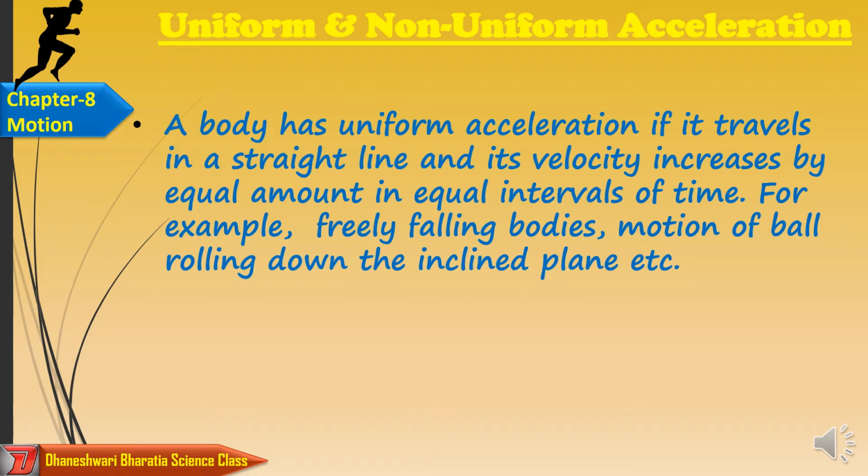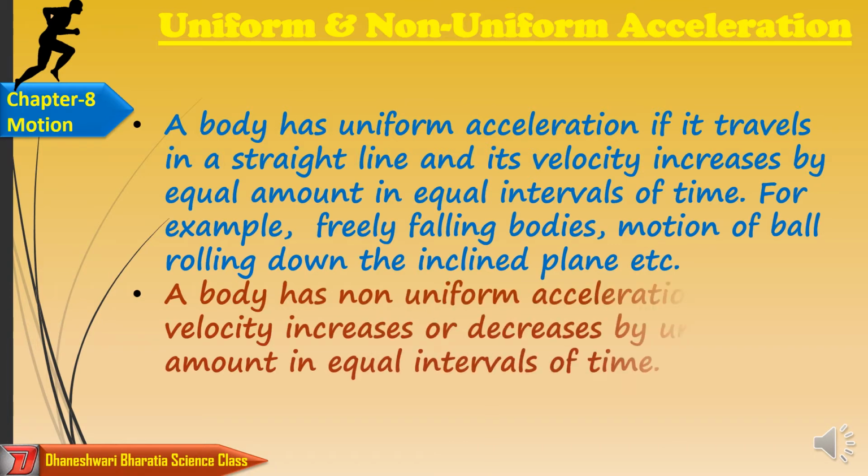Am I clear? Direction, in a particular direction वो चीज़ नीचे गिर रही, right? If we talk about freely falling bodies, वो ऊपर से नीचे फेंक रहे हैं, right? So नीचे की ओर उसकी velocity बढ़ रही है, speed बढ़ रही है, isn't it? So everything is increased. Fine. So this is known as uniform acceleration. And if we talk about non-uniform acceleration, it will be exactly opposite to that. Okay. So what is non-uniform acceleration? A body has non-uniform acceleration if its velocity increases or decreases by unequal amounts in equal intervals of time.